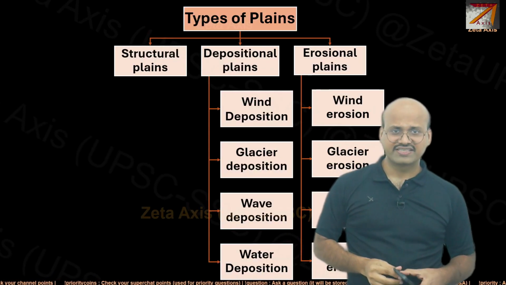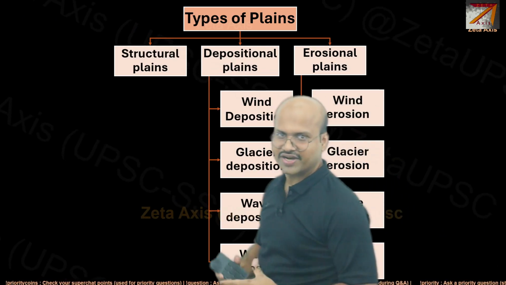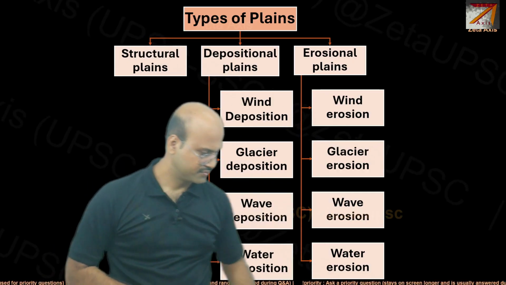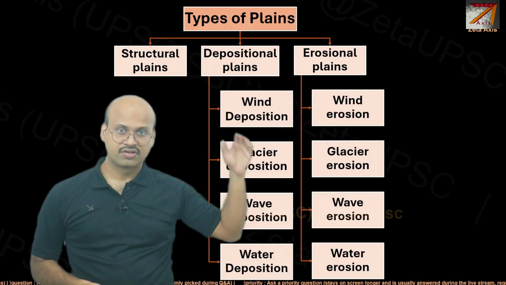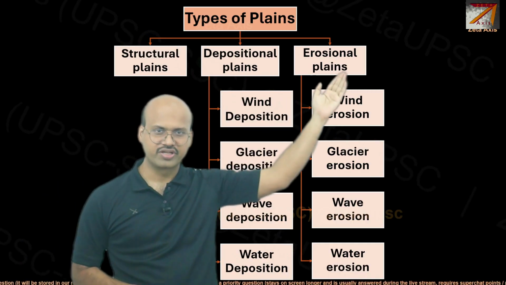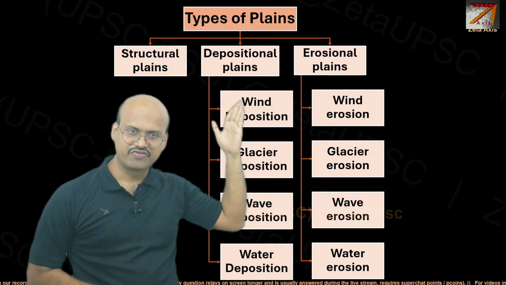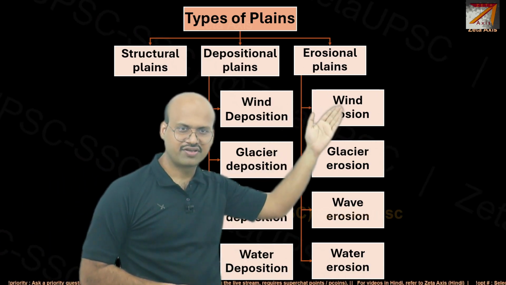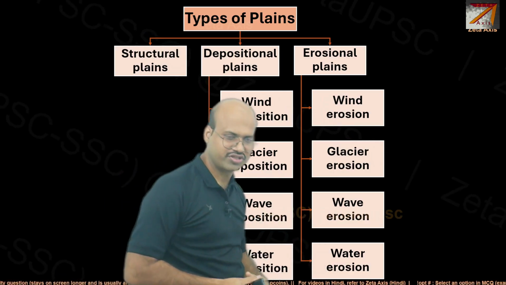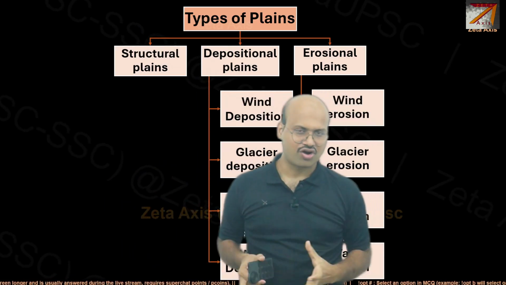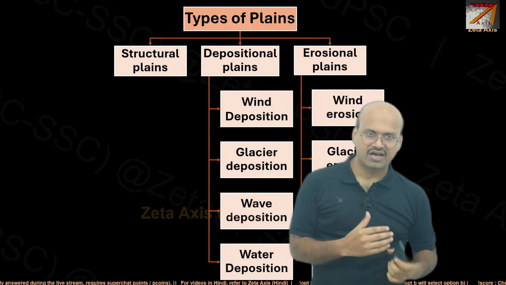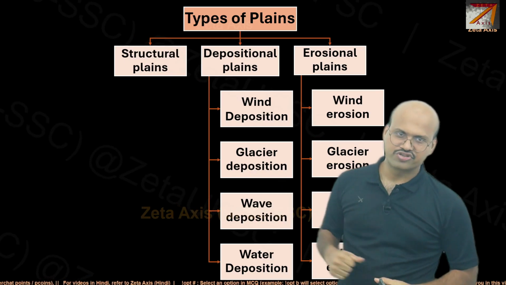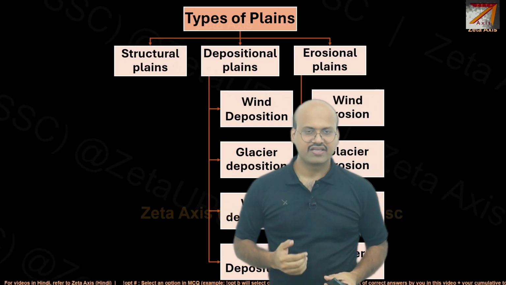Now moving on, let's see different types of plains. Plains can be classified into different types: structural, depositional, and erosional. Depositional plains can be wind deposited, glacier deposited, wave deposited, or water deposited. Erosional plains can be formed by wind erosion, glacier erosion, wave erosion, and water erosion. Here we will see examples of these very briefly. In the upcoming videos, there are very detailed chapters on each of these types of erosion and deposition, so we will see that in depth.